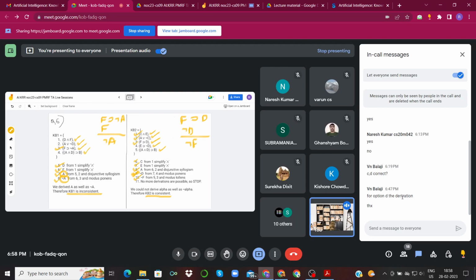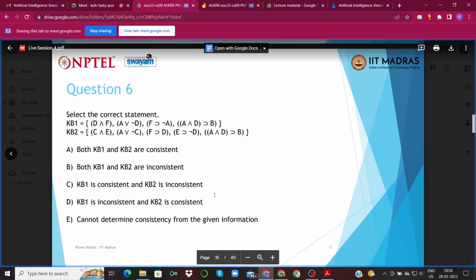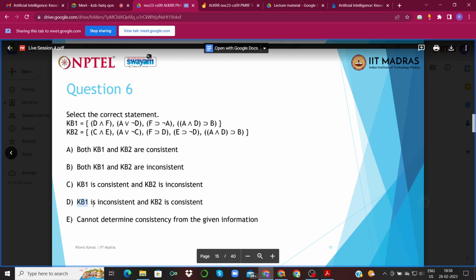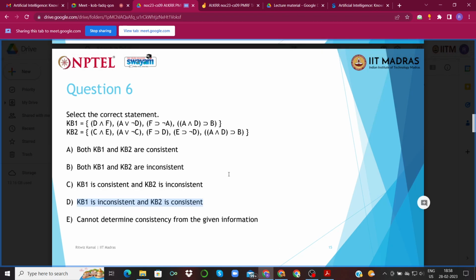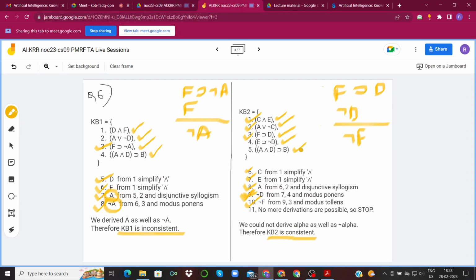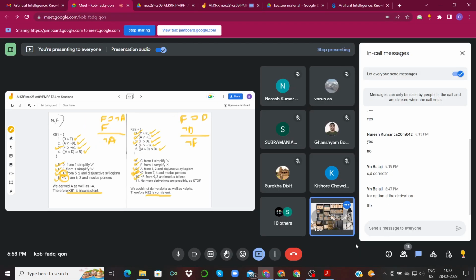Okay, so the correct answer would be knowledge base 1 is inconsistent while knowledge base 2 is consistent, which is exactly what is given in option D. KB1 is inconsistent and KB2 is consistent. Okay, so option D is correct, not option A or B or C or E. Okay, I'll once again give you a moment to go through these steps, and if you have any doubts, please let me know.